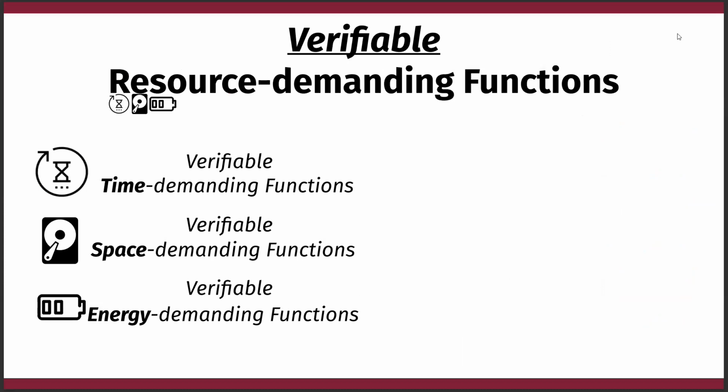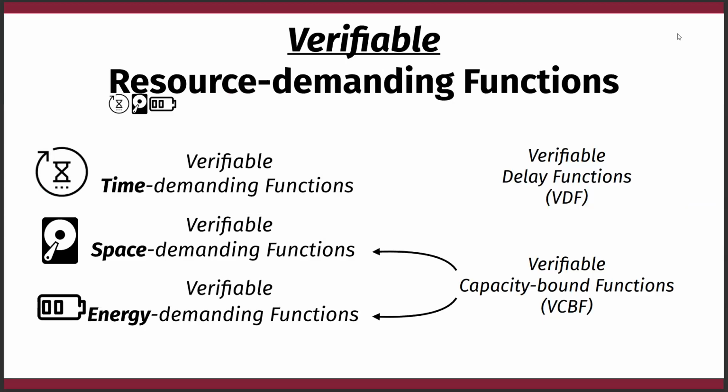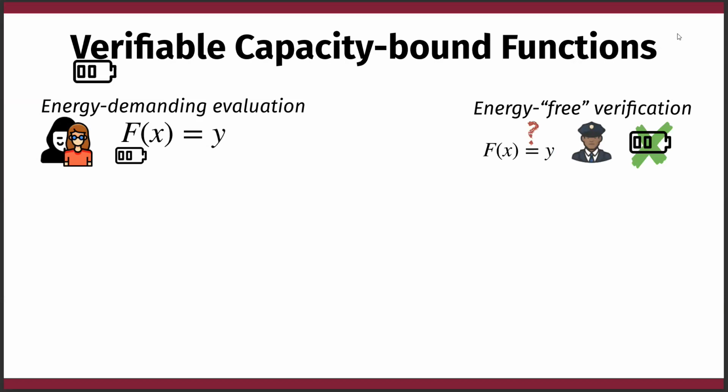So the verification must be resource free, let's say. So we have an example for time that is a verifiable delay function. For space and energy, there isn't. And what we do, we introduce the notion of verifiable capacity bound function that is mainly an energy demanding function, but it's closely related with space, as we're going to see. So the intuition is that on evaluation, we are going to consume a lot of energy, and the verification is almost energy free.